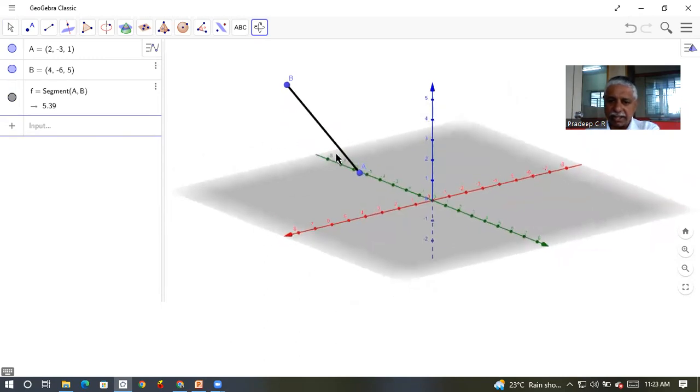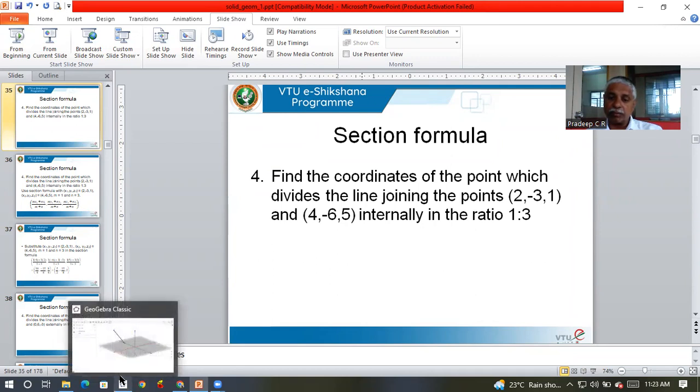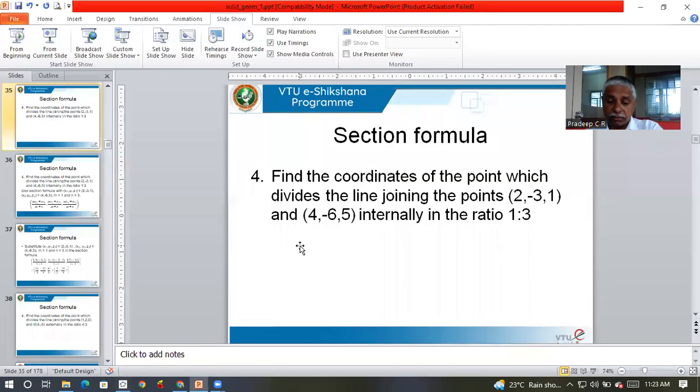Now on this line AB, I want to find a point C such that C will break AB in the ratio 1 is to 3. I hope it is clear. So this is what we want to do. These two points, I want the line to be broken up internally in the ratio 1 is to 3. So I'll take a point here. If this length is 1 centimeter, then this is 3 centimeters. Of course, this may not be exactly 1, but this is 1 and this is 3 times that. So that is what I want.